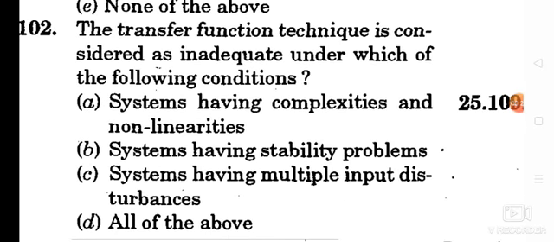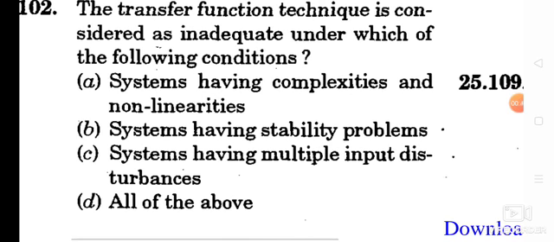Question number 102. The transfer function technique is considered as inadequate under which of the following conditions? Option D is the correct answer, because the above reasons should be inadequate for transfer function, that are systems having complexities and non-linearities. Second one, systems having stability problems and systems having multiple input disturbances.